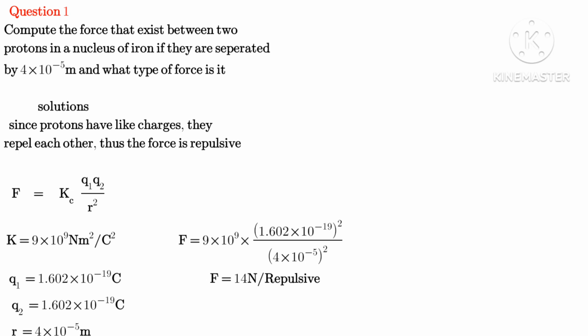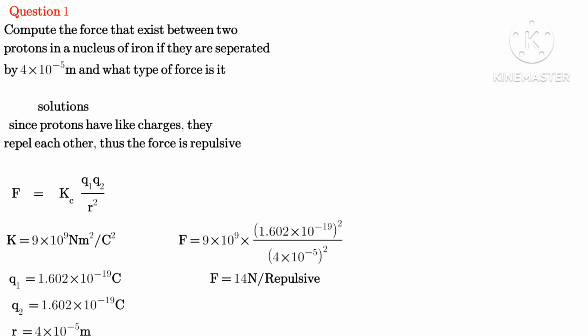So we have our first question. The first question states that we should compute the force that exists between two protons. Now when we say protons, we are looking at positive charges, right? So two different protons, proton 1 and proton 2, and they are positively charged. Since protons have like charges, two positive charges, it simply means that they will repel each other.